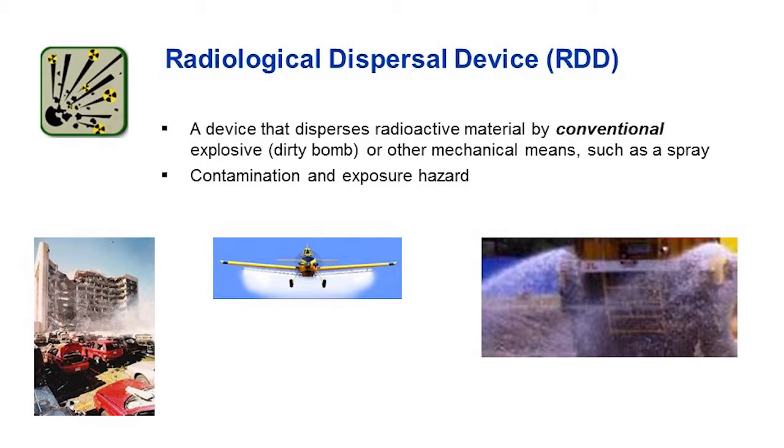Key concepts, radiological dispersal device. It's a device that disperses radioactive material using conventional explosives. That's called a dirty bomb. But it could be dispersed by other mechanical means, such as a spray from a plane dispersing over crops. It could be contamination in the water. This poses a contamination and an exposure hazard.